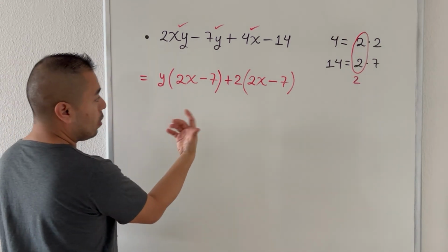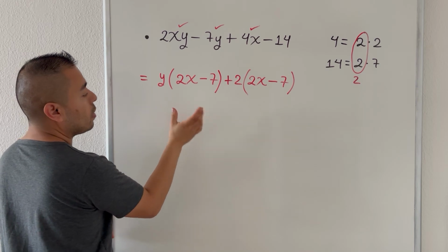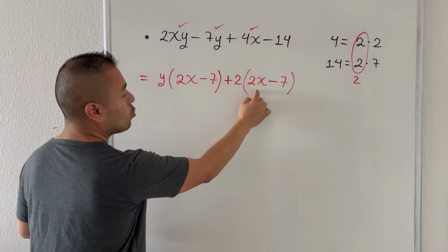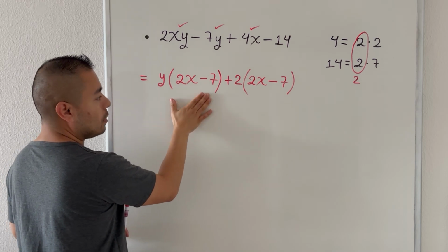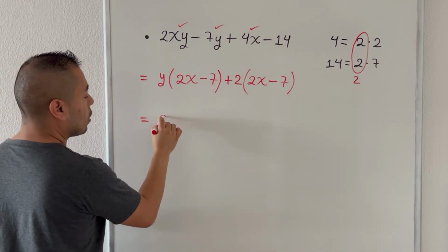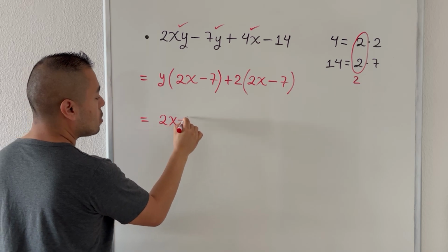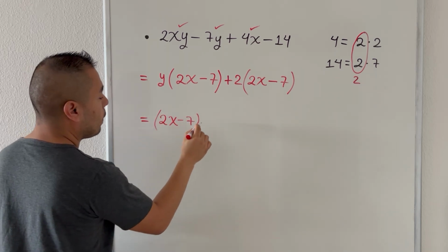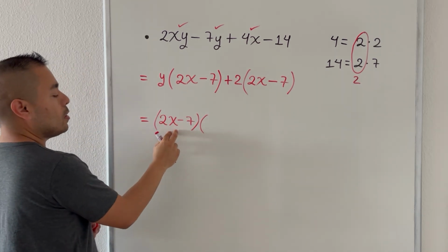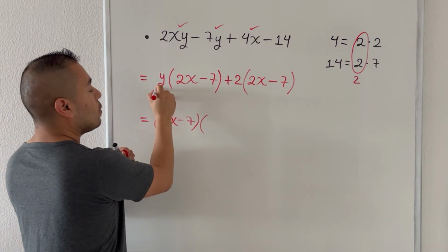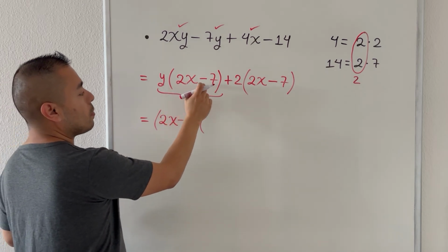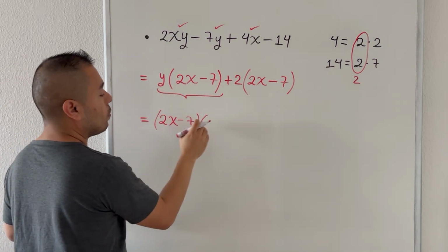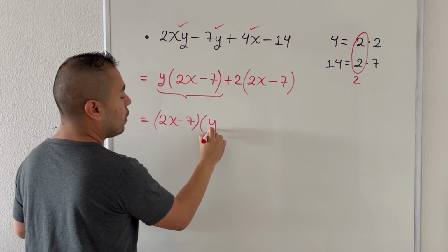If you observe, we have in common something, a binomial. A binomial in common, 2x minus 7 and 2x minus 7. This means that we can group still this even more. We can say that the common factor then is 2x minus 7. And then I should multiply this 2x minus 7 in order to get this first expression. We have already the 2x minus 7, it is missing the y. So I will just write y over here.